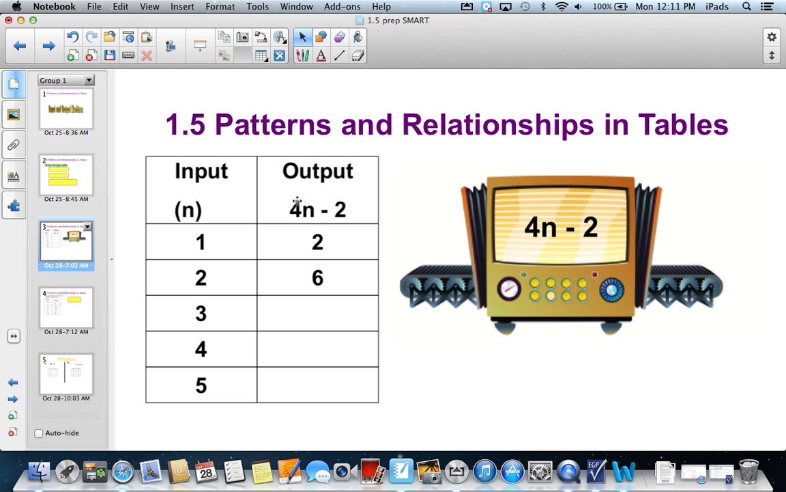And the same thing again. 3 goes in. Substitute the n for 3. 4 times 3 minus 2 is 10. If I went to the next number, 4 substitutes in for the n. 4 times 4 is 16, minus 2 is 14. And the last one, 5 is what n represents. 5 in for n. 4 times 5 is 20, minus 2 is 18. The input is your n, or your variable, and the relationship is your output expression.